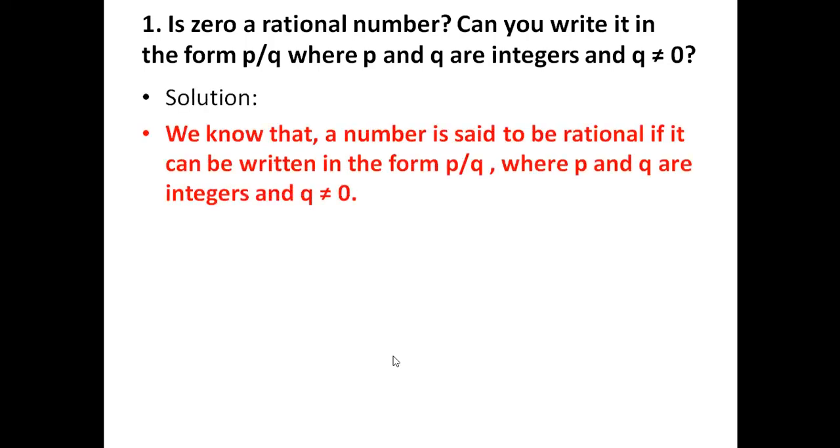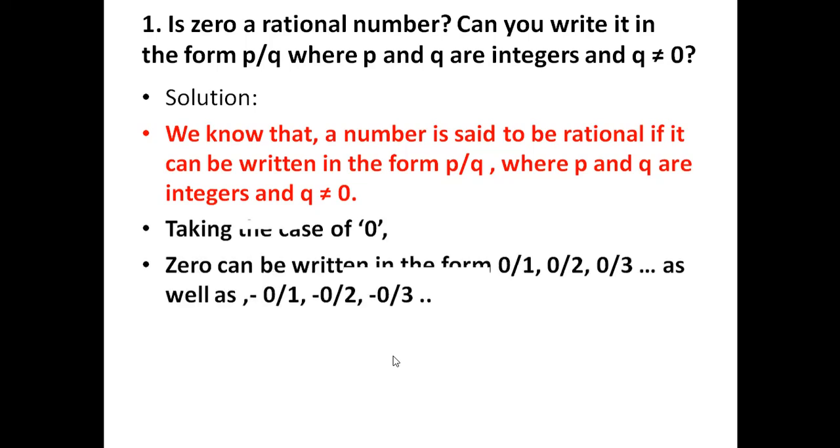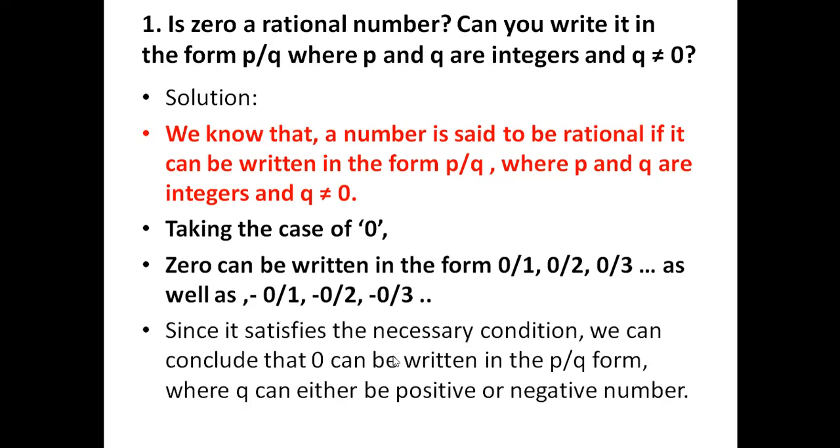First write the definition for a rational number, then take the case of 0. We can write 0 as 0 by 1, 0 by 2, 0 by 3, everything equals 0 only. Not only 1, 2, 3, we can write minus also: minus 1, minus 2, minus 3. Since the condition is satisfied, we conclude that 0 can be written in the form p by q, where q can be either positive or negative. So 0 is a rational number. This is how we have to explain this question. Moving to the next one.